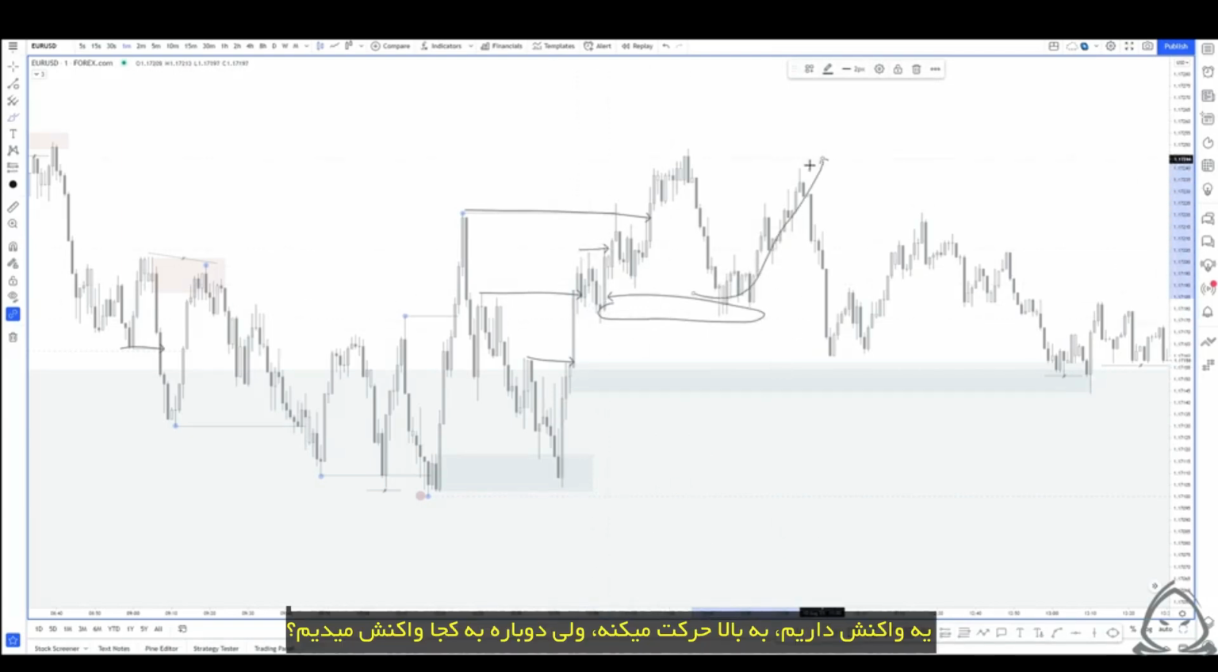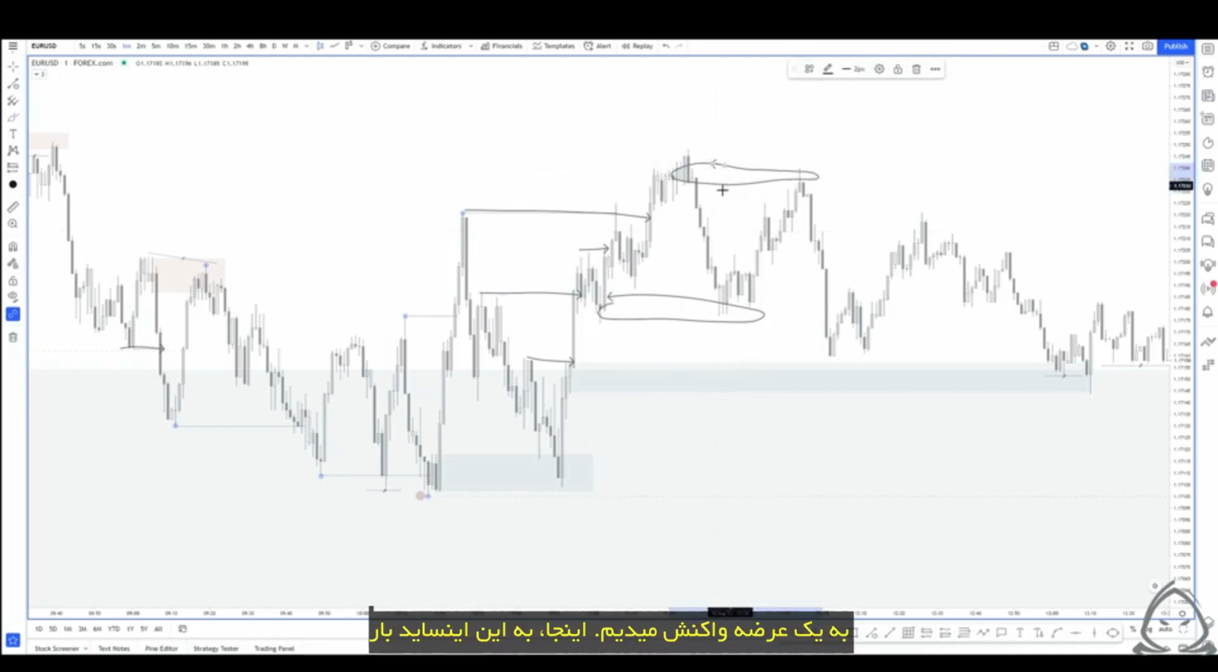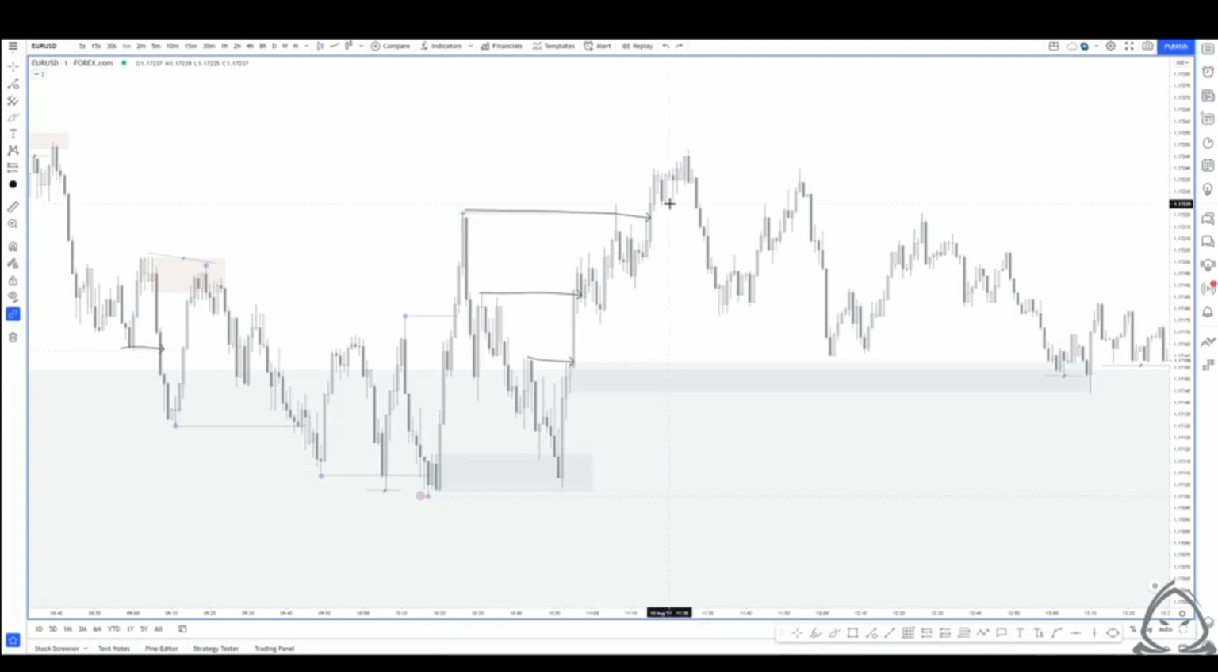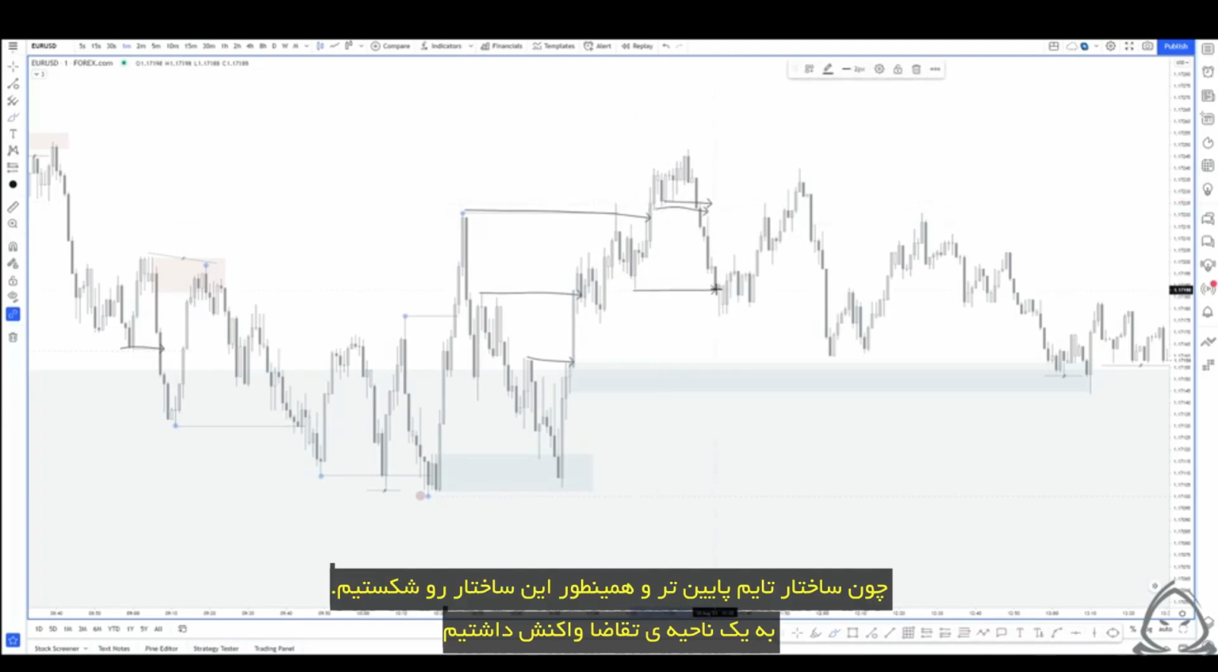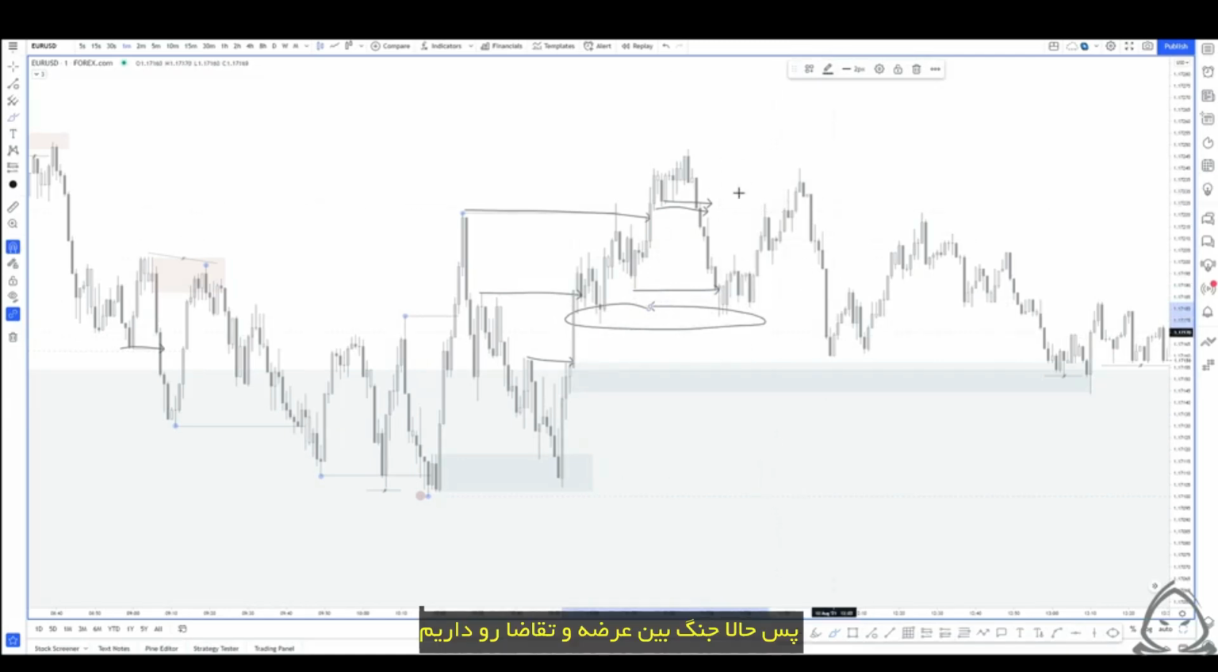We get a reaction, moves to the upside, but where do we react off of? We react off of supply right here in this inside bar. Why is that inside bar valid? Because we've broken lower time frame structure as well as structure here. We've reacted off a demand zone. So now we're playing the fight between supply and demand.